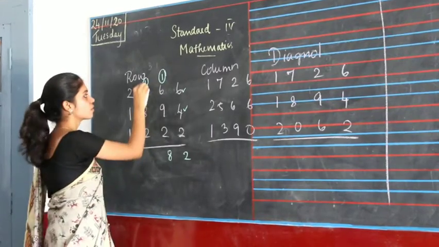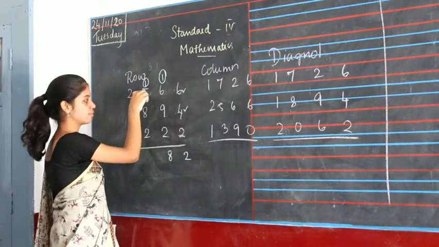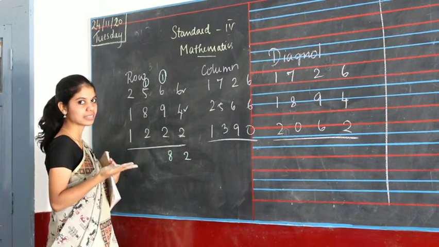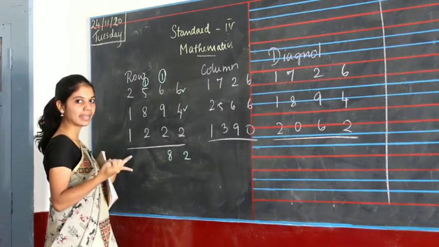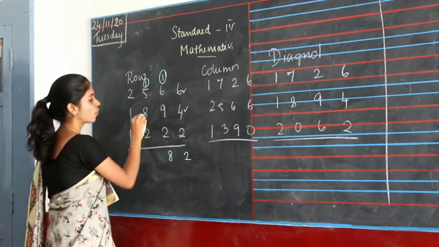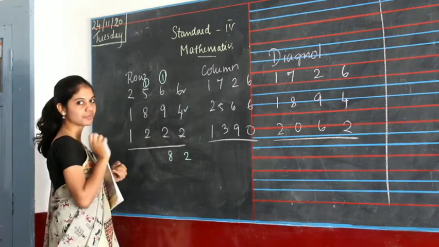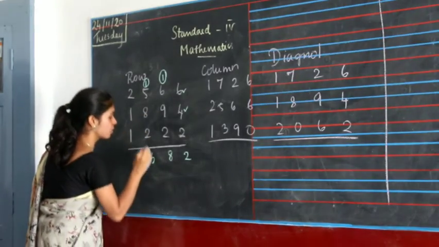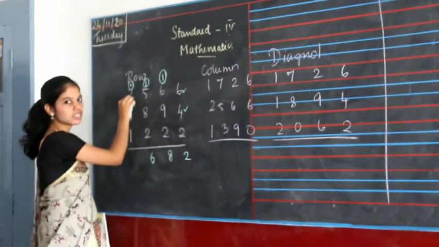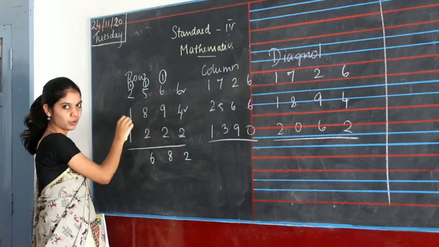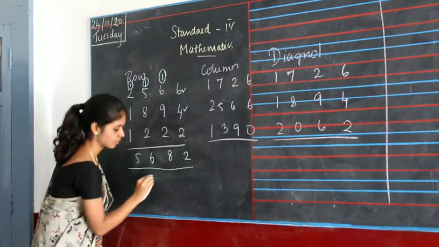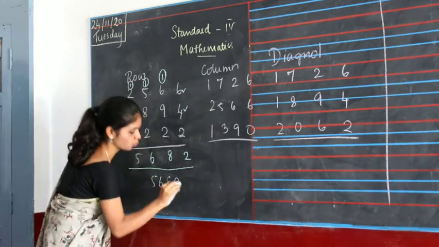So now 1 plus 5 will be 6. 6 plus 8, 6 in your mind, 8 in your finger. 6 after 7, 8, 9, 10, 11, 12, 13, 14. 14 plus 2 will be 15 and 16. 6 plus 1 carry. 1 plus 2 will be 3. 3 plus 1 will be 4. 4 plus 1 will be 5. We got the same answer: 5, 6, 8 and 2.